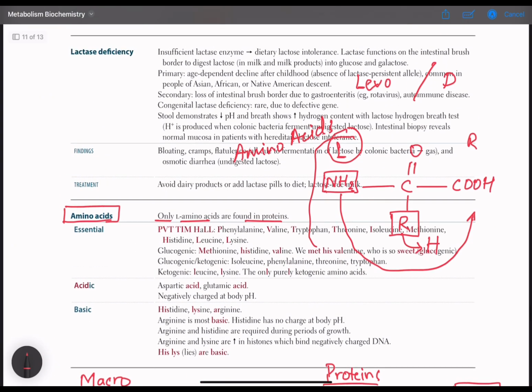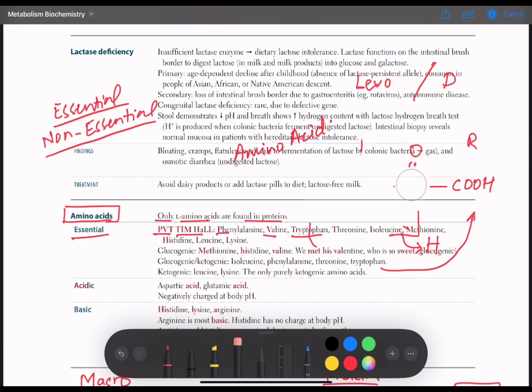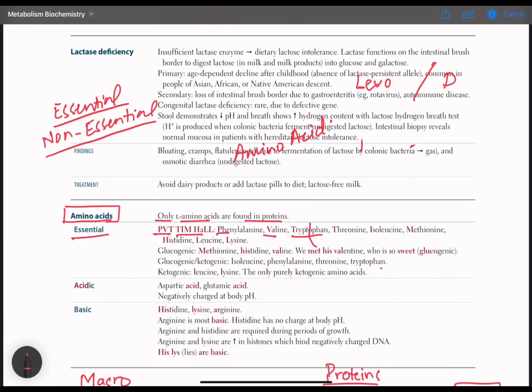The amino acids are divided into two categories: essential and non-essential. Essential are those amino acids which our body cannot synthesize, and they must be taken up in the diet, while non-essential amino acids are those which our body can synthesize depending on the need of the body. So essential amino acids are remembered by the mnemonic Private Tim Hall or PVT Tim Hall. The PVT: phenylalanine, valine and tryptophan. Then Tim stands for threonine, isoleucine and methionine, and Hall: histidine, leucine and lysine. So these are all essential amino acids.